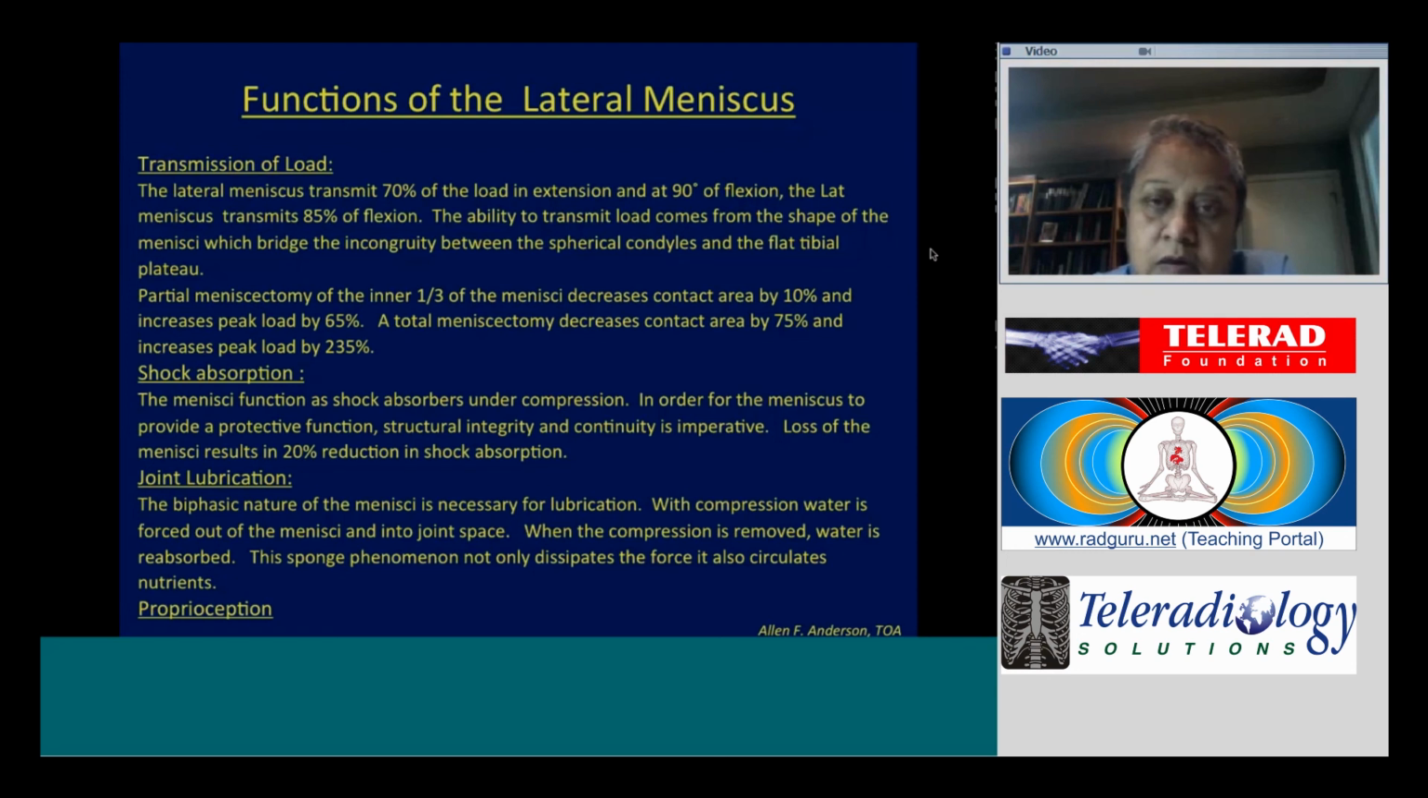You will recall when we were talking about the structure of the meniscus, we said that the meniscus is biphasic. This is important for joint lubrication. With compression, water is forced out of the menisci and into the joint space. When the compression is removed, water is reabsorbed. This sponge phenomenon not only dissipates the force, but it also circulates cellular nutrients. And we talked a little bit about proprioception. When the menisci are removed, proprioception is gone, so that the patient without the meniscus is unable to feel the position of the meniscus as well as the normal person would.